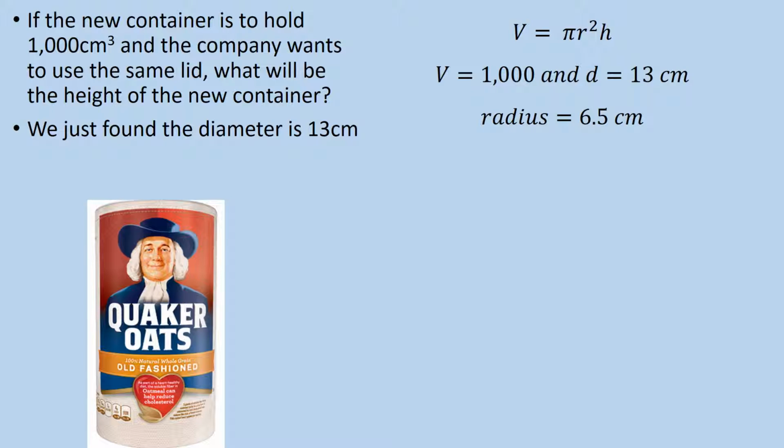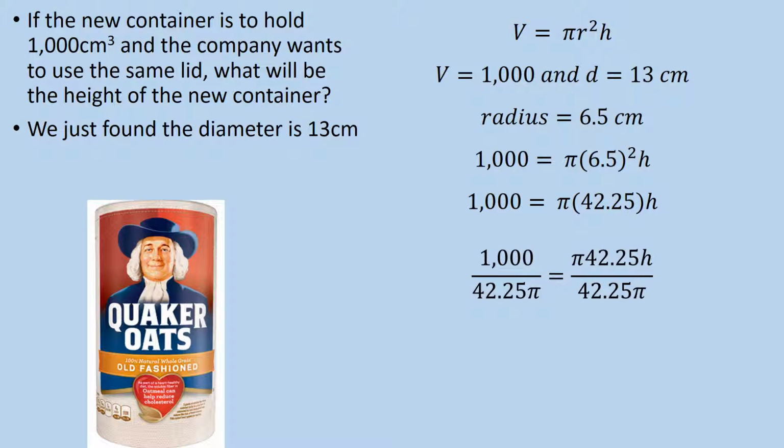But wait a minute, we need the radius for the equation, don't we? Yeah. So let's plug it in. Again, the volume goes where V is. I now have the radius 6.5. I'm going to square that. Now I have that. What am I going to do? I want to get h all by itself.